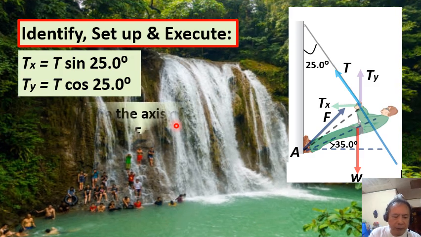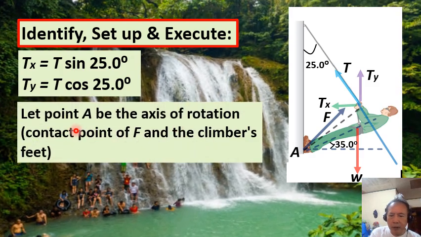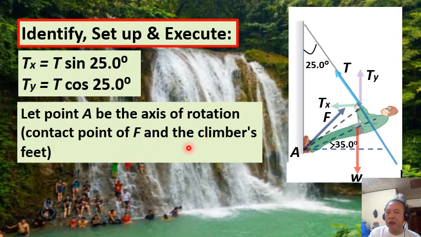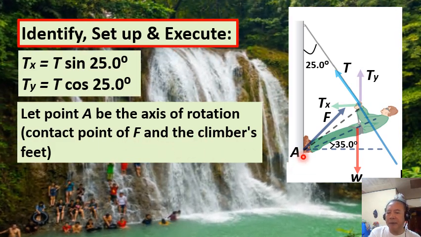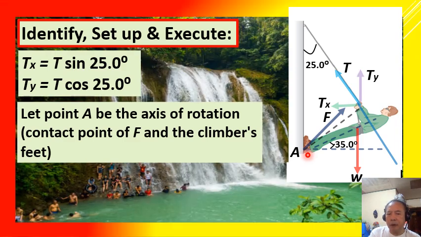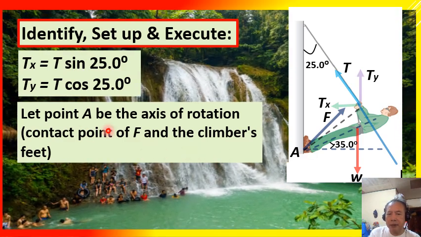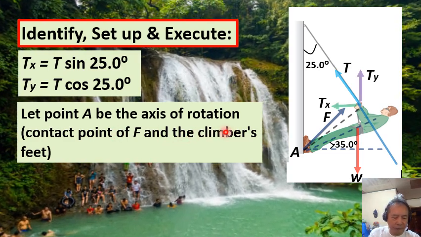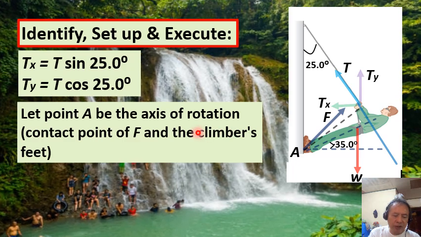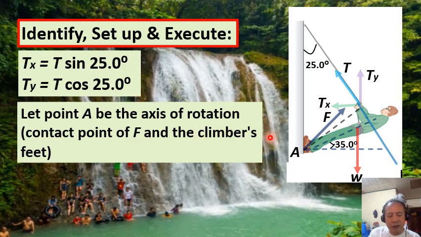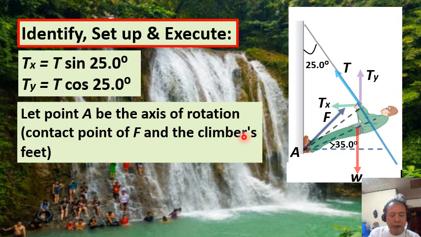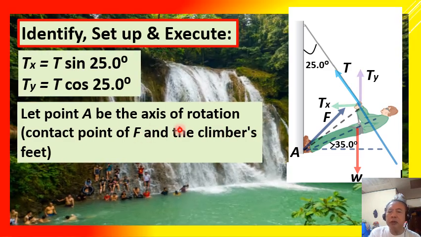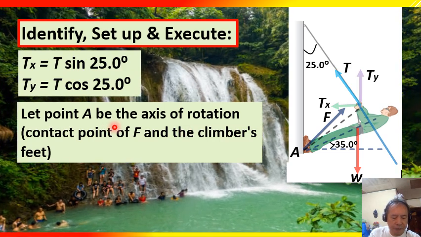okay, we will let point A, which is the contact point of the force F exerted by the cliff on the climber's feet, all right? We will let that point A be the axis of rotation. Choosing point A as the axis of rotation actually will make the torque due to the force F to be equal to 0.